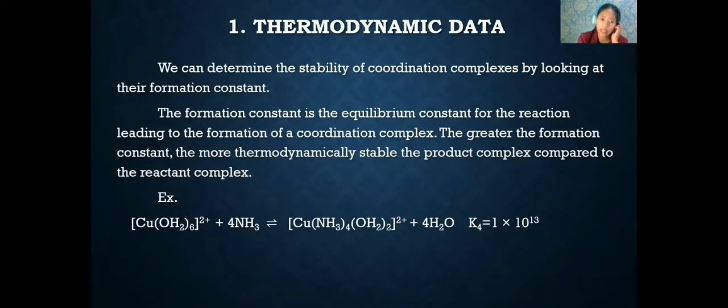So we have now the example of the hexaaqua cupric ion, or hexaaqua copper ion. And we have here a ligand, which is ammonia. In here, the formation constant is more than 1. So the forward reaction is favorable. So ammonia displaces the previous ligand of the copper ion, which is water.